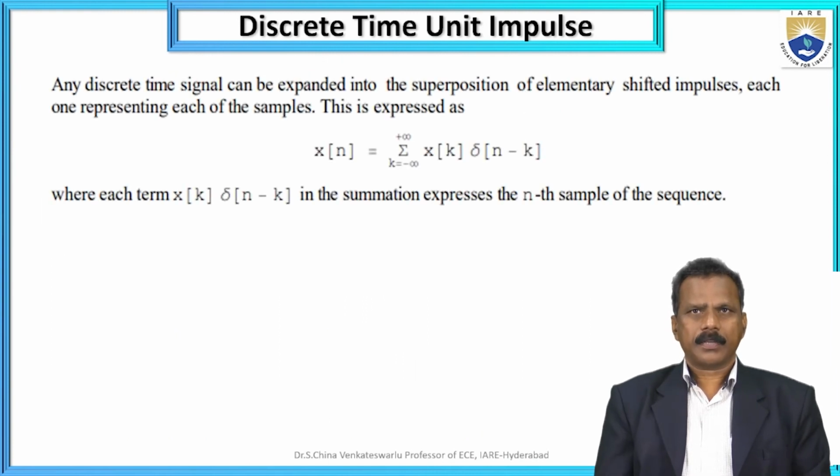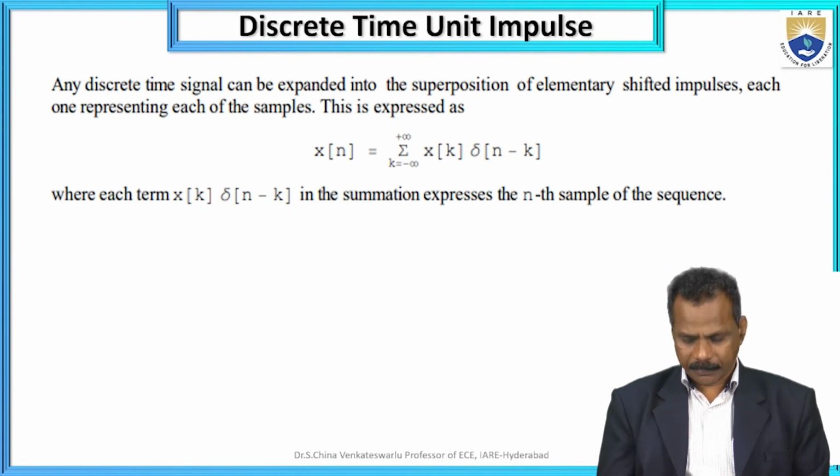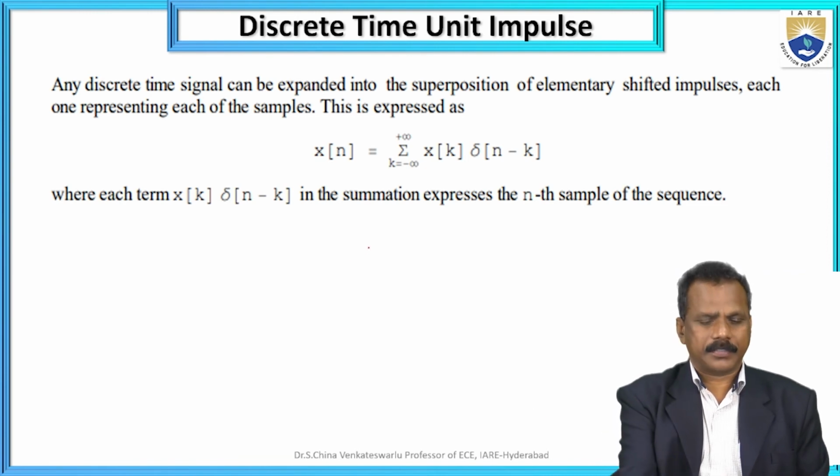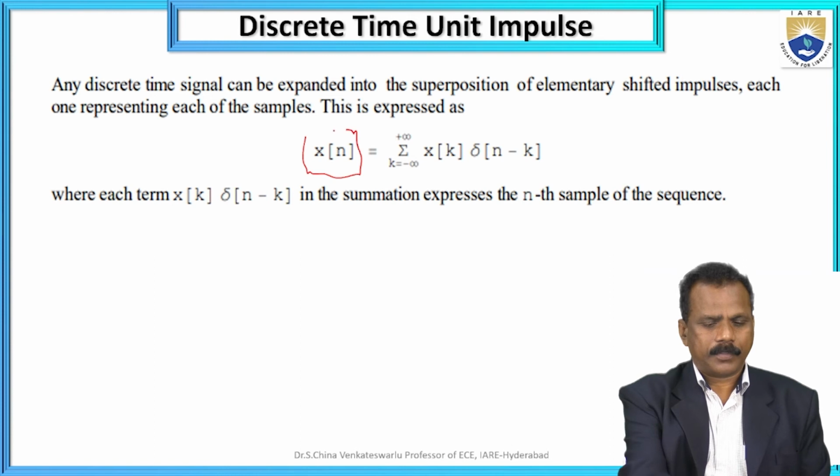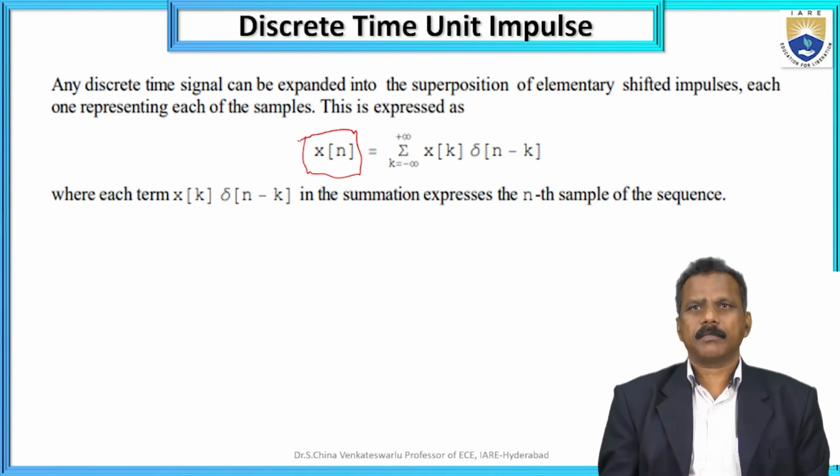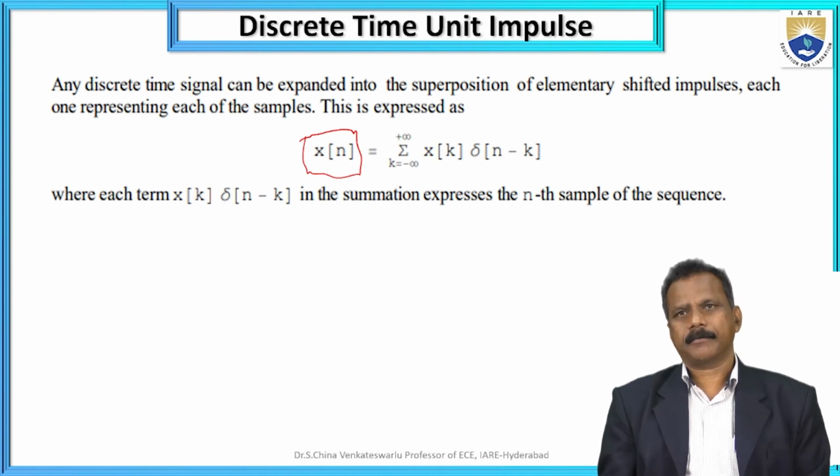Any discrete time signal can be expanded into a superposition of the elementary shifted impulses, in terms of impulses. Each one represents each of the samples. This expression is x of n, that is the discrete time signal: x of n is equal to the summation over k from minus infinity to plus infinity of x of k delta of n minus k.